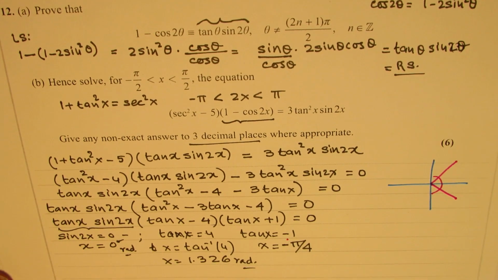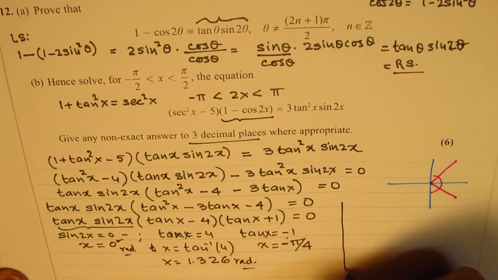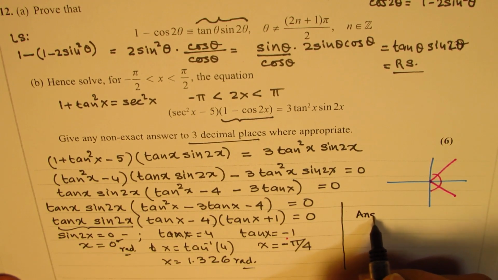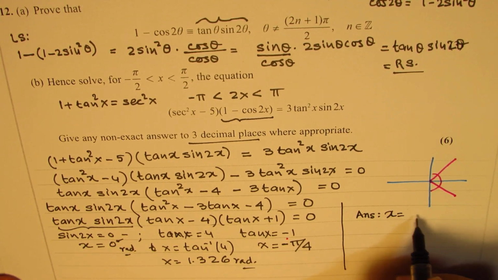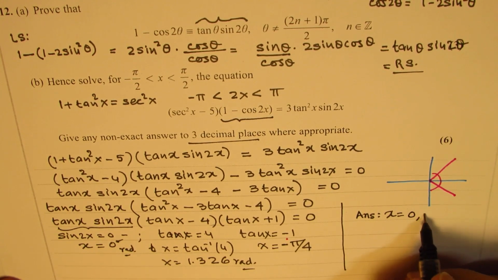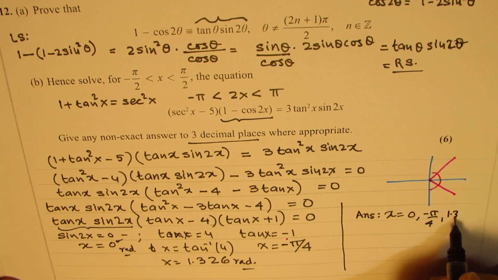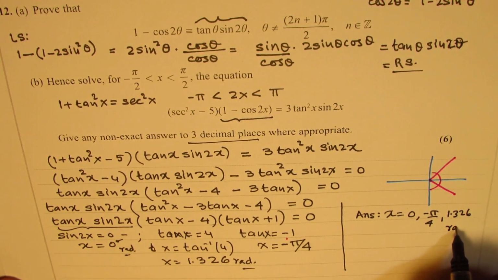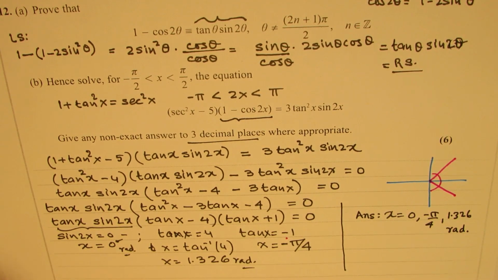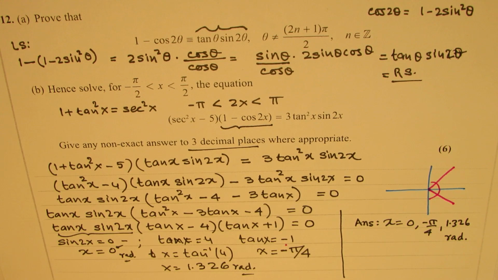Perfect. So I hope the steps are absolutely clear. Let me rewrite the answers here. So we get answers as x equals to 0, minus pi by 4, that's the exact value, and 1.326 radians. All are in radians. Correct? So that is how we need to solve this. Excellent question. Question number 12. I hope you understand and appreciate what we have done here.